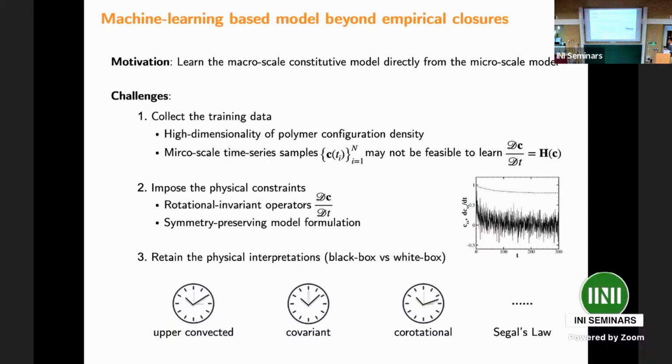It's like Segal's law: a man with one watch knows the exact time, but a man with two watches doesn't know the exact time. So we have an infinite number of choices, and we don't know how to pick the right one. That is something we should keep in mind.